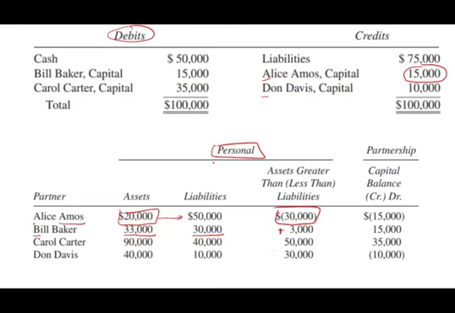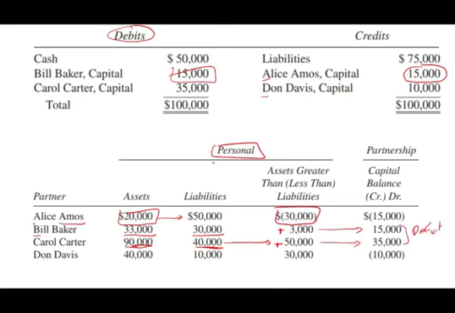Okay, and his capital balance is deficit. Well, he's in a deficit. As far as the partnership is concerned, it's not good. It's a debit balance. All right, Carter, $90,000 in assets, 40,000 in liabilities. Well, on a personal level, Carter is doing pretty good. Got $50,000 of net personal assets. But from a business perspective, not good. He has a deficit balance. Notice those are deficit balances.